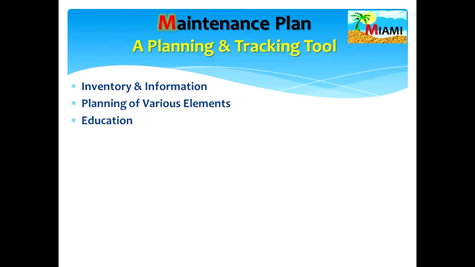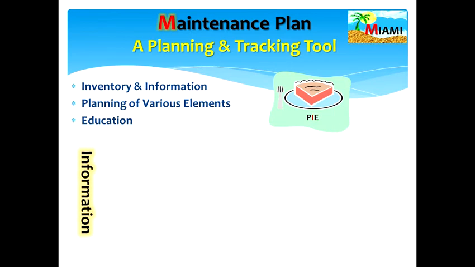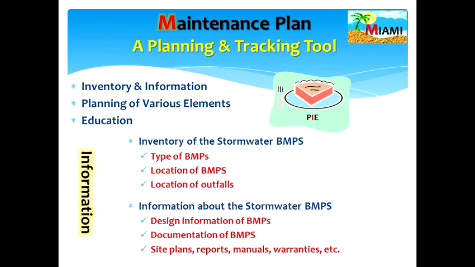It can be basically grouped into 3 areas: information, planning, and education. To make it easy to remember, you can think of it as PIE. Basically, making a maintenance plan is as easy as making a pie. First, the maintenance plan needs to have an inventory of all BMPs, including the type of BMPs, sand filter, wet pond, their location, located by GPS references or state plane coordinates, and their outfalls.